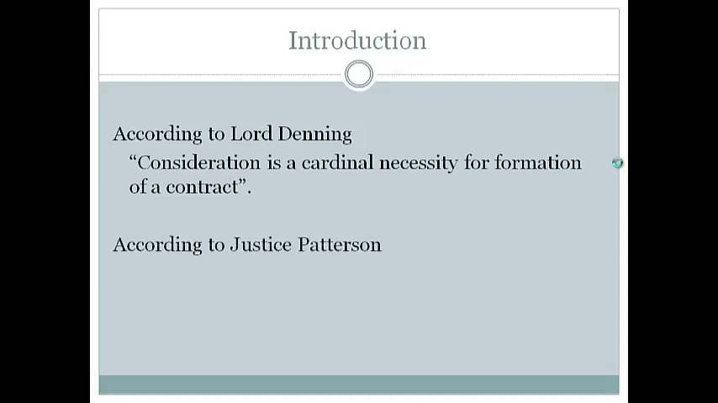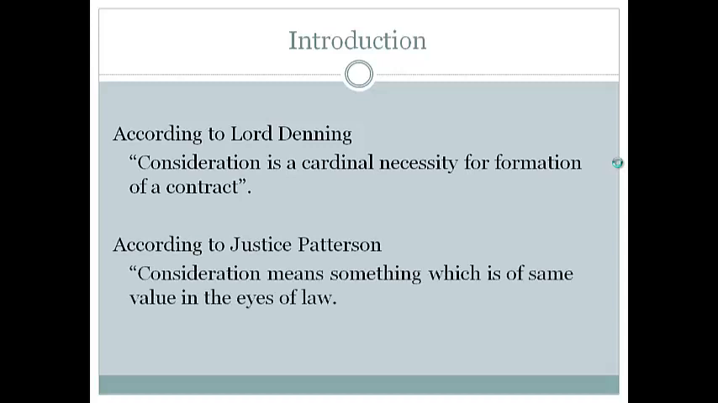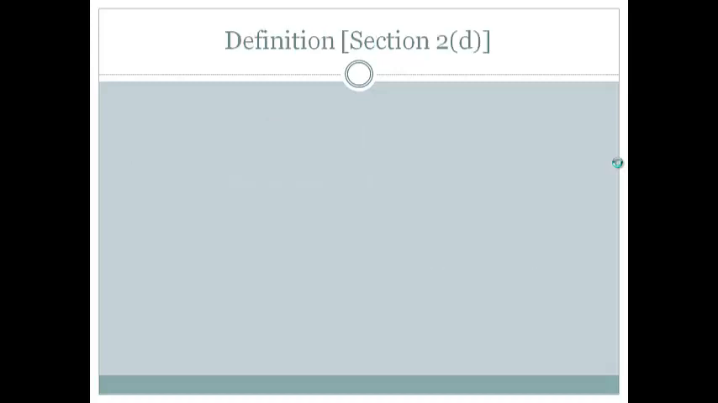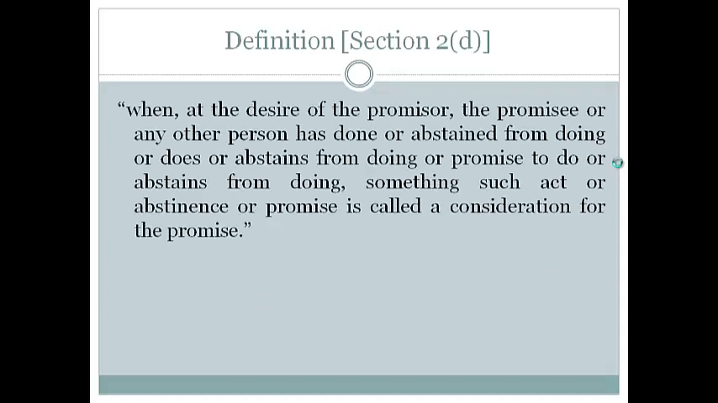of a contract. According to Justice Patterson, it means something which is of same value in the eyes of law. It is meticulously defined in Section 2(d): when at the desire of the promisor, the promisee or any other person has done or abstained from doing, or does or abstains from doing, or promises to do or abstain from doing something, such act or abstinence or promise is called consideration for the promise.